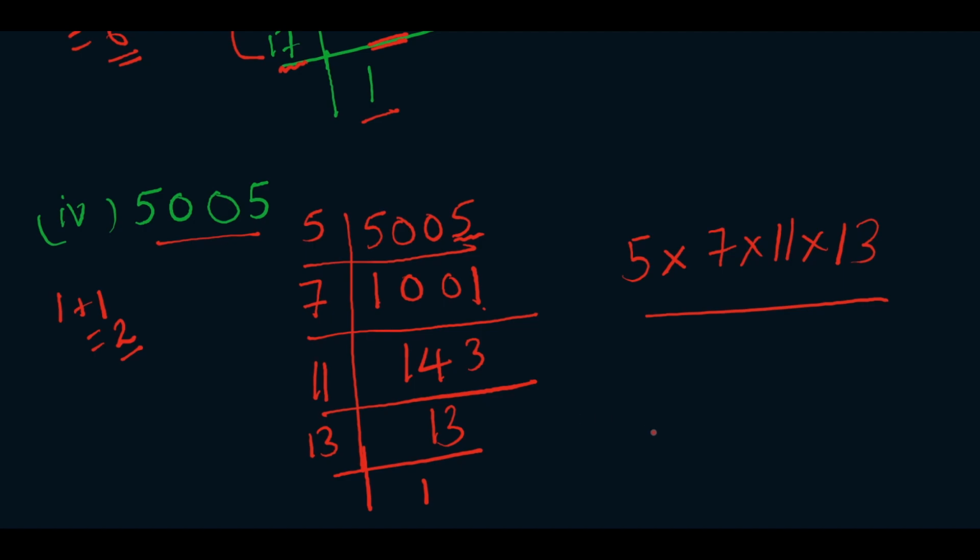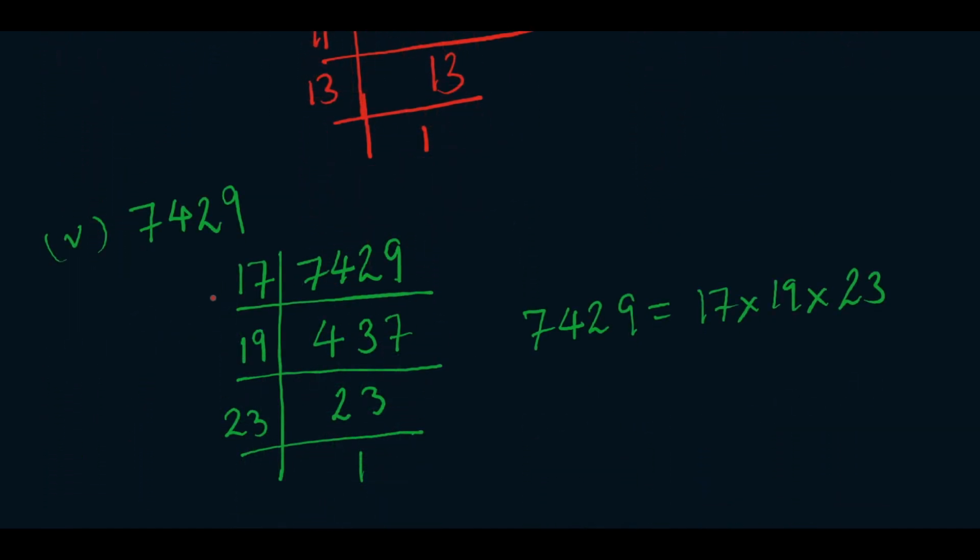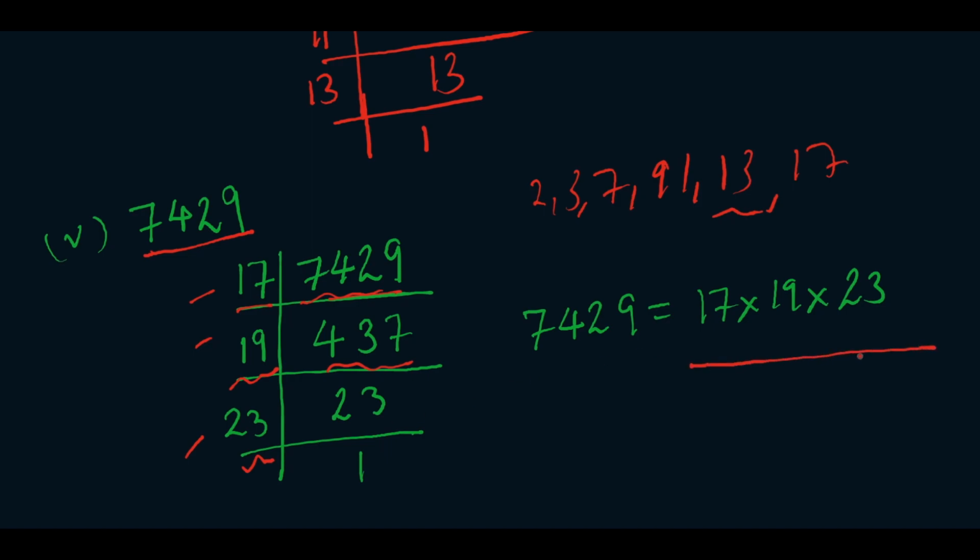Now our last and final question is to get the factorization of 7429. So this is a difficult question because you need to know the tables of 17, 19, 23 to get the answer. We need the prime factorization of 7429. First you divide by 17 because this is not divisible by any other numbers like 2, 3, 7, 11, 13. So our next choice after 13 becomes 17. So when you divide by 17, you get this number. Again you have to divide by 19 and then by 23. So the prime factorization of this is 17 cross 19 cross 23.